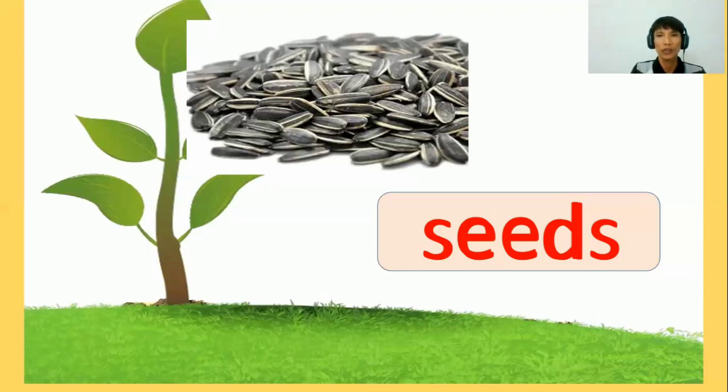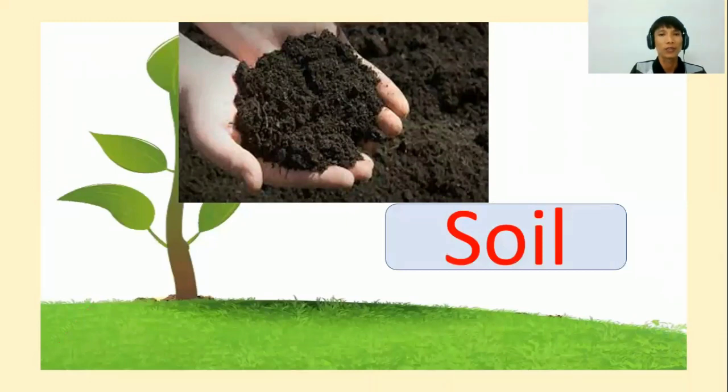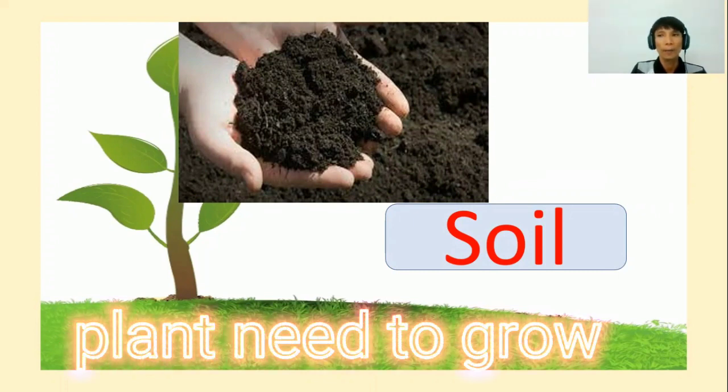So in the next picture, that is soil. Soil. Repeat after me. Soil. That is the soil where the plants need to grow. So you have to plant the seeds in the soil to grow.